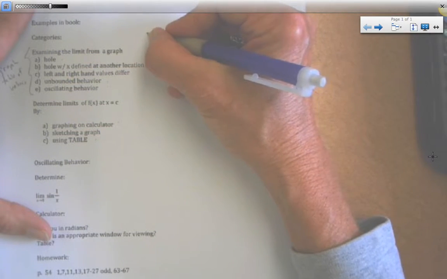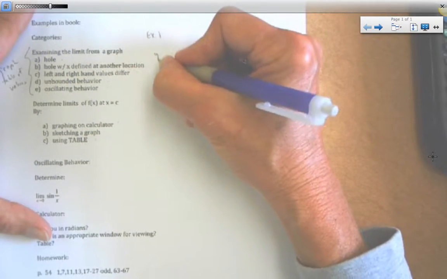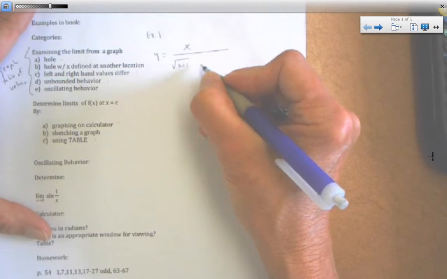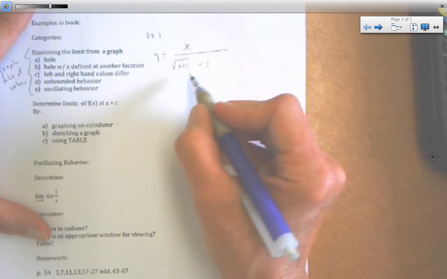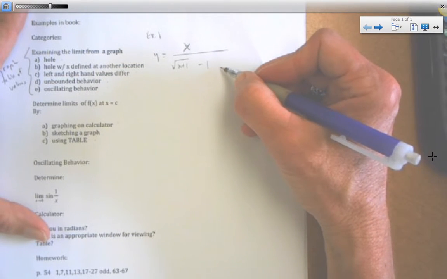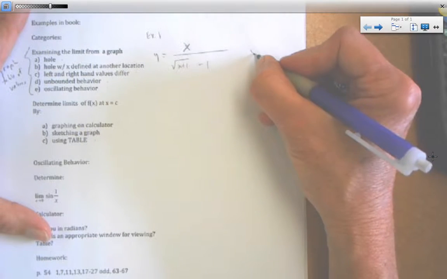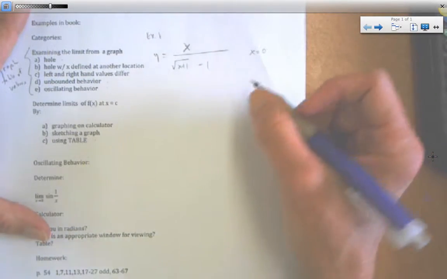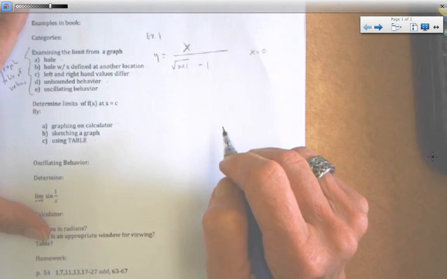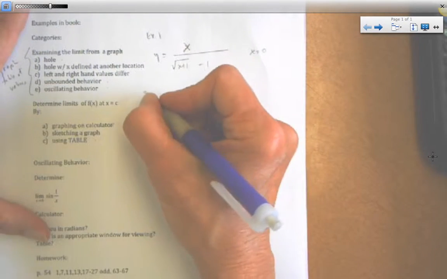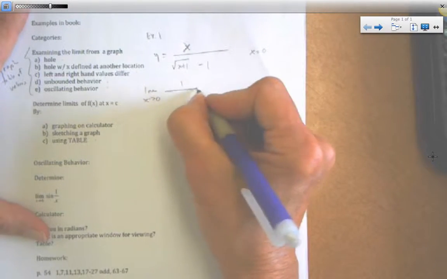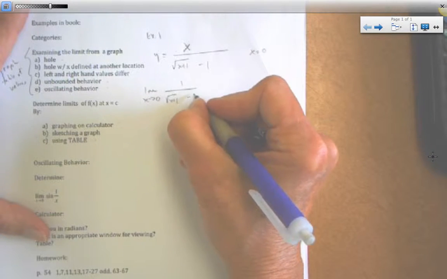Example 1 is y equals 1 over the square root of x plus 1 minus 1. So go ahead and look at the denominator. Determine when the denominator is equal to 0. So if x equals 0, notice that gives me a 0 in the denominator, which we know makes that function undefined. So example 1 wants us to look at the limit as x approaches 0 of 1 over square root of x plus 1 minus 1.